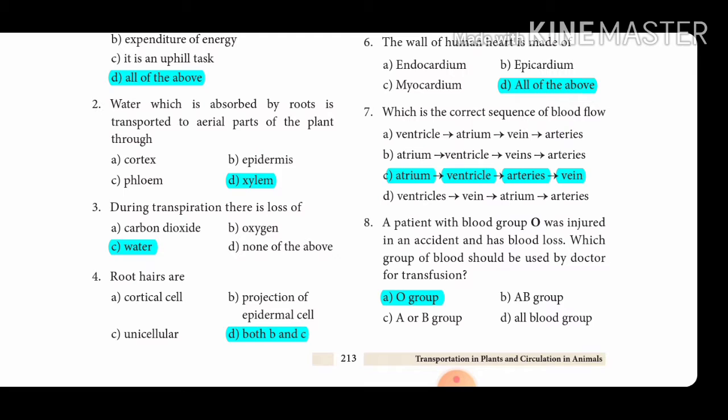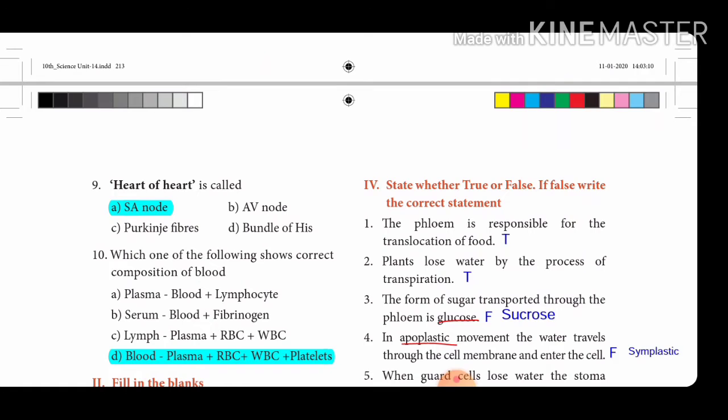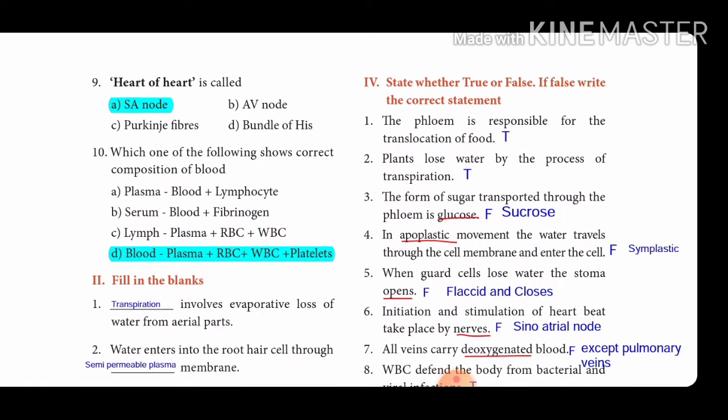Eighth one, a patient with blood group O was injured in an accident and has blood loss. Which group of blood should be used by doctor for transfusion? O group. Ninth one, pacemaker of heart is called SA node. Tenth one, which one of the following shows correct composition of blood? Blood consists of plasma, RBC, WBC, and platelets.